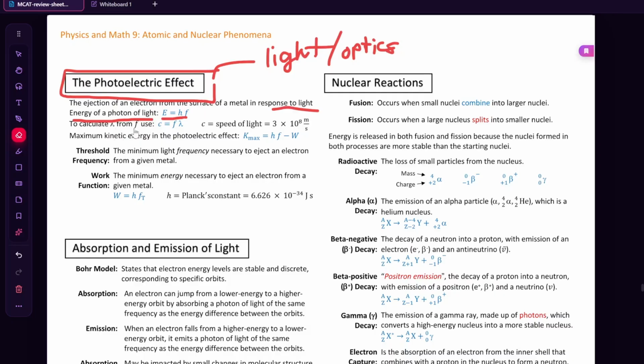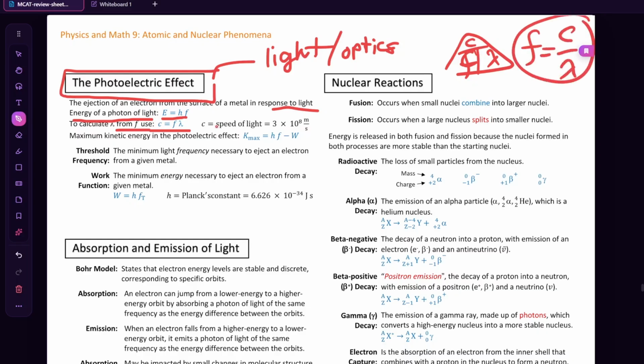To calculate lambda from f, you would use this formula: c is equal to f times lambda. But if you wanted the frequency, you would do c over lambda. Anyway, the speed of light is always 3 times 10 to the 8 meters per second, and the maximum kinetic energy in the photoelectric effect is K max equals hf minus the work function. And that's it for that one.